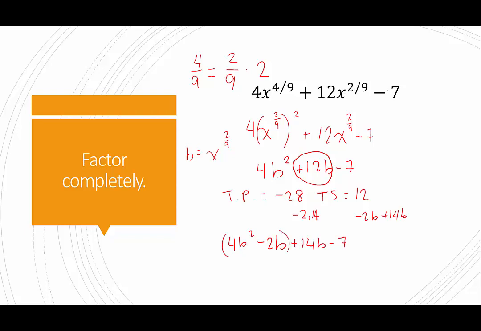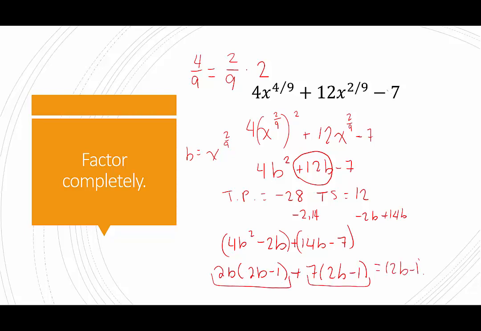Now we're going to factor by grouping, and we have a common factor of 2b, leaving behind 2b minus 1. 14b and 7 have a common factor of 7, leaving behind a 2b minus 1. Now we see that these two terms have a common factor of 2b minus 1. So we end up with 2b minus 1 times 2b plus 7. Yay, we did it. No, we're not done yet.